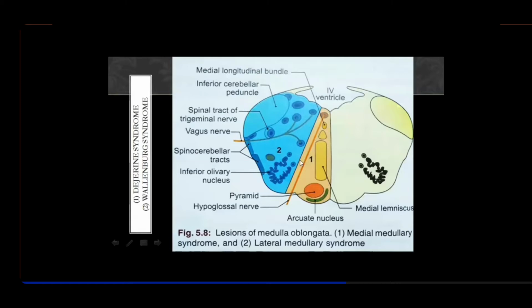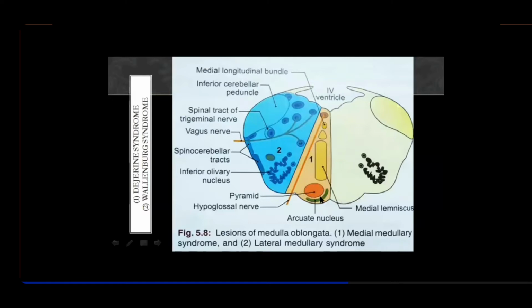Now, this is called a lesion of the medulla oblongata. If it is because of the anterior spinal artery, this lesion is called medial medullary syndrome. Medial medullary syndrome is also called Dejerine syndrome. Clear? Now you will talk about what the consequences are. Think about them one by one.